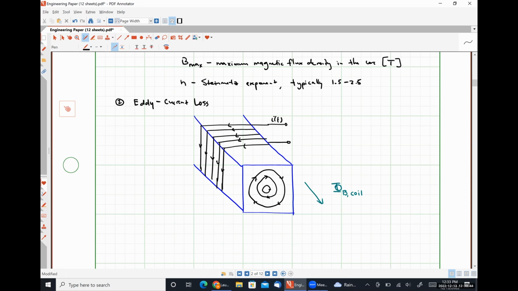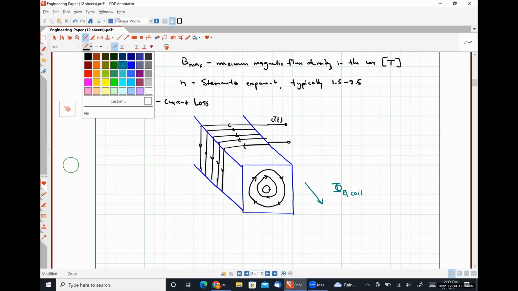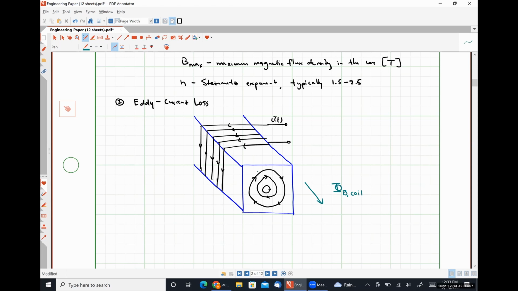So all of those eddy currents are going to generate a flux into the core. All right, let me erase these things here because I haven't been using that symbol. I think I've been using this one. All right.